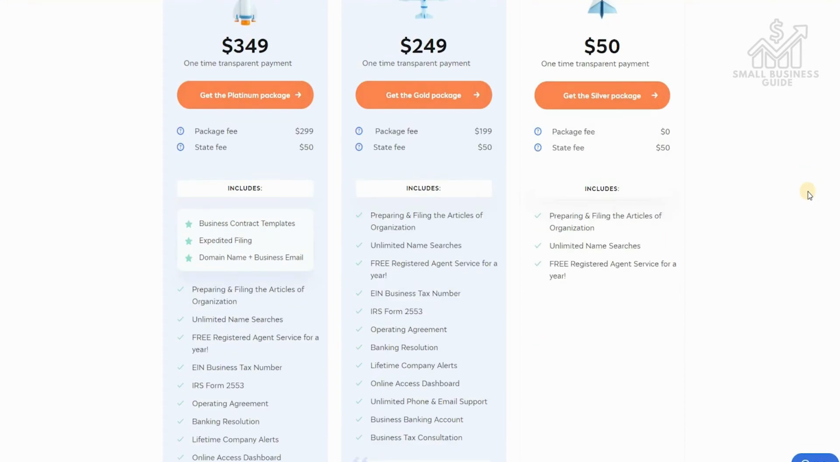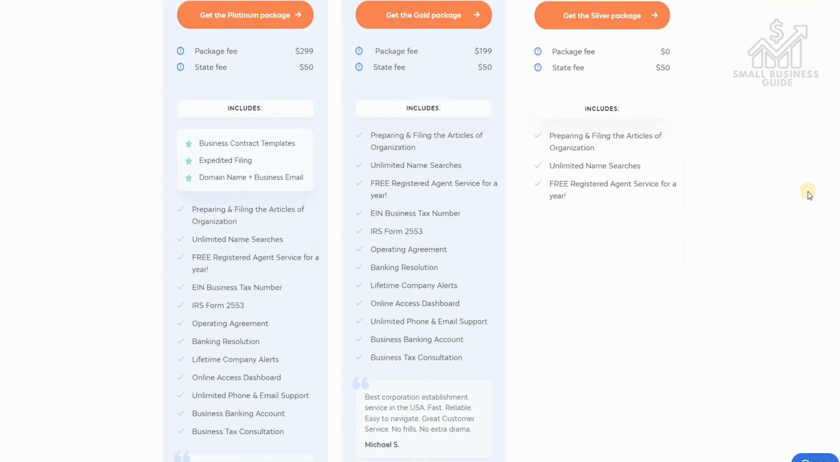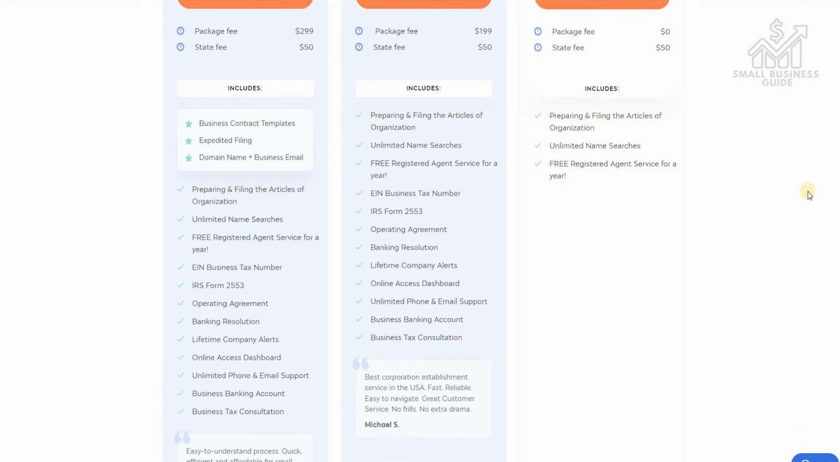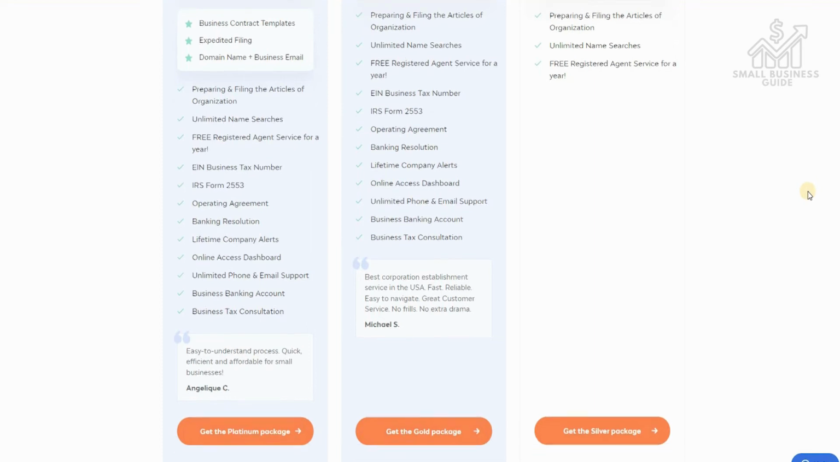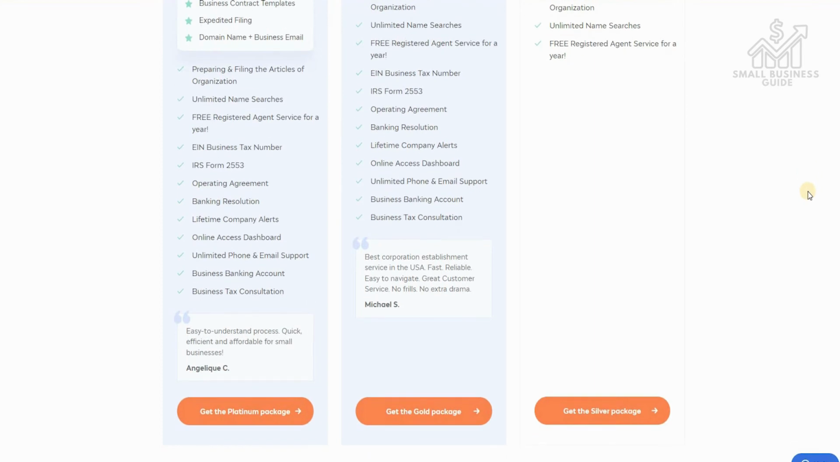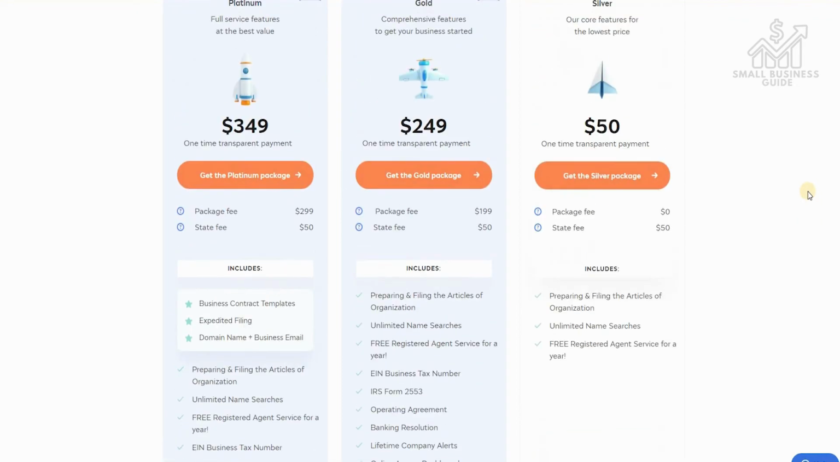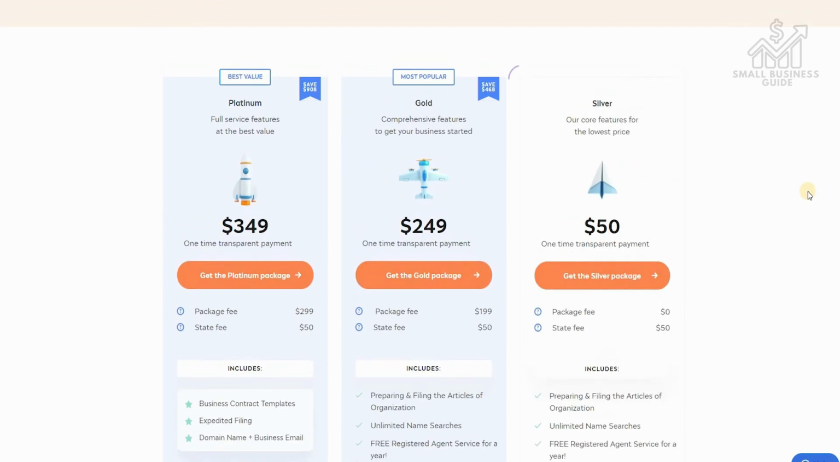You get a lot with the actual platinum features because you get the business contract templates, the domain name, the business emails. You can prepare and file the articles of organization. You get unlimited name searches, free registered agent service for a year. You get your EIN business tax number, which is crucial, as well as the IRS form SS-4, and you get the operating agreements, banking resolutions, lifetime company alerts, online access dashboard, unlimited phone and email support, as well as the business bank account and the business tax consultation. So all of this is going to be available for $350, and this is a one-time transparent payment that you're going to do, and you're going to get so much with it.